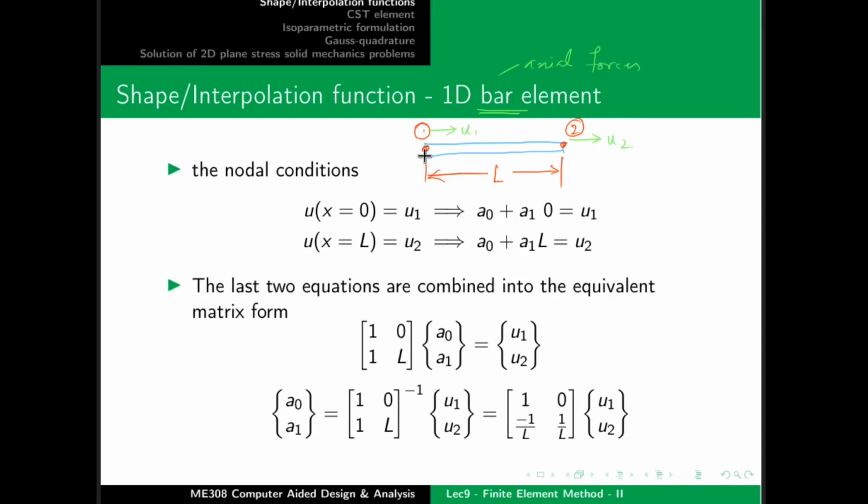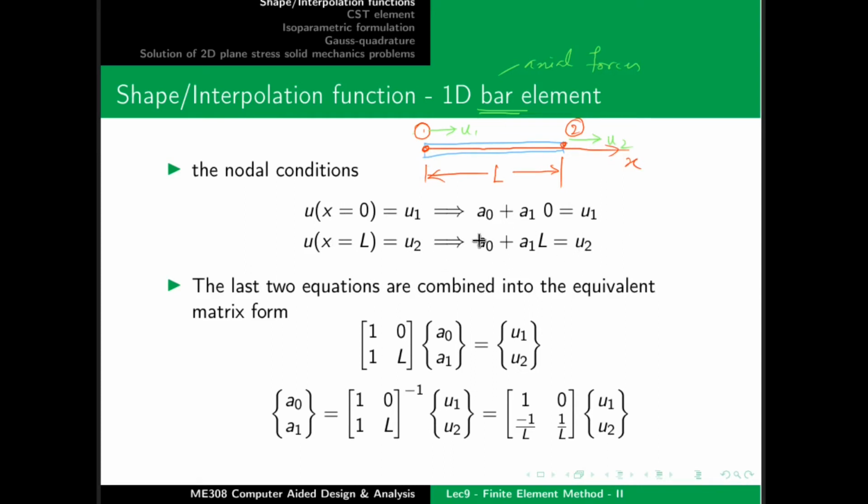So it can only deform along this direction. So we have only 2 degrees of freedom for representing its state of deformation. We have displacement at node 1, that is u1, and at node 2 we have displacement u2. Here our coordinate system is such that at x equal to 0 we have displacement u1, and at x equal to L we have displacement u2.